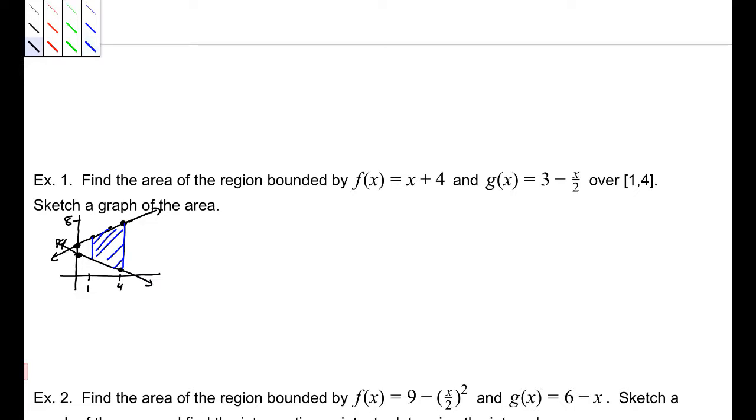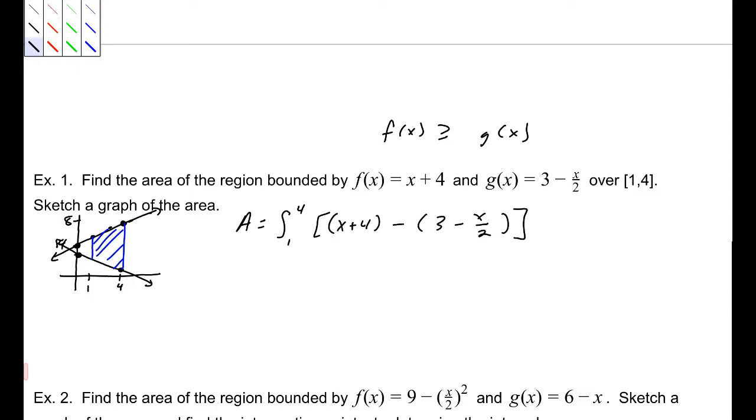Now, because our f of x in this case is actually above, the stipulation of our theorem was that f of x is greater than or equal to g of x. In this case, based on our graph, that is very true. So we can find the area is going to be the integral from 1 to 4 of f of x minus g of x. F of x is x plus 4 minus 3 minus x over 2 dx.